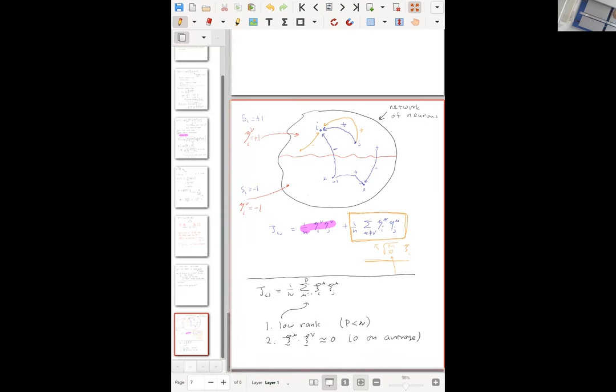Okay, so one way to write this is, these are vectors. So ξ^μ equals ξ_1^μ. Man, it should have been ξ.